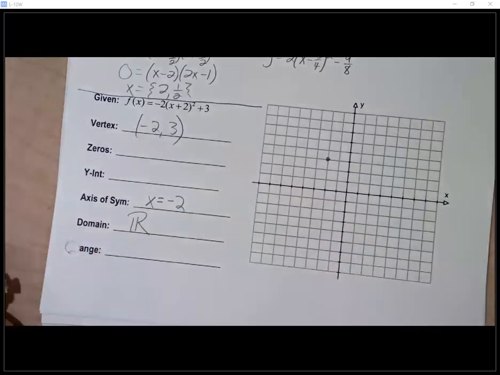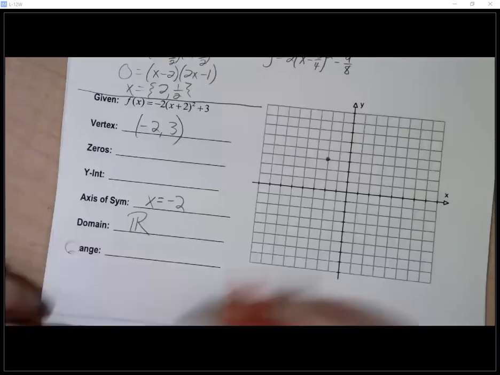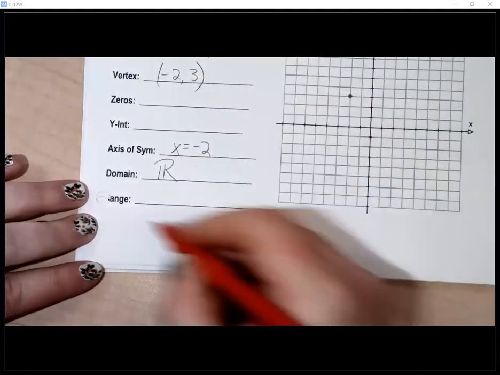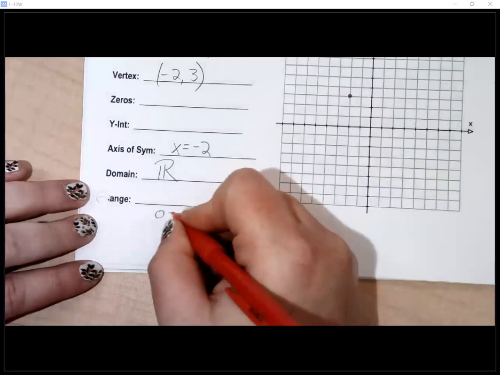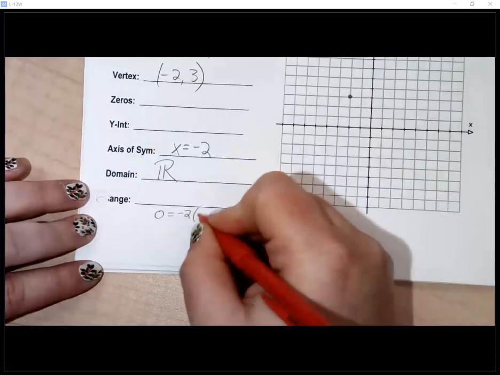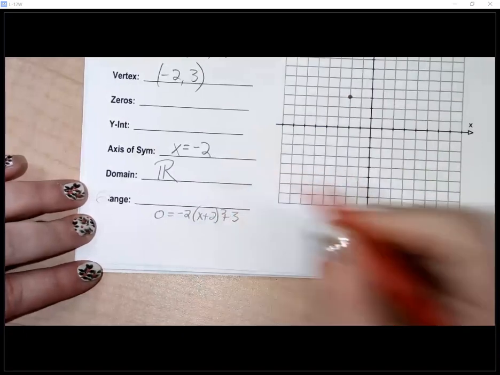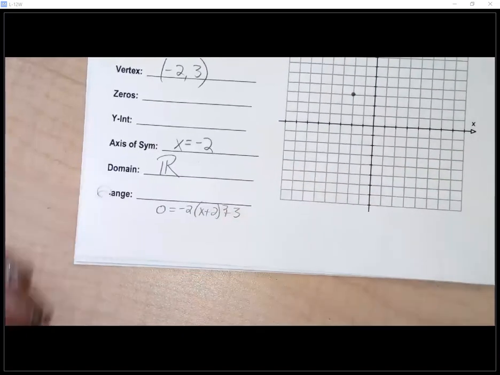Zeros. So I'm going to have to solve this. Let's go ahead. I'm going to do the same thing, right? I want to just replace y with a 0, and let's see where we can go with this thing. I have -2 times (x plus 2) squared plus 3. So what do you think you want to do? You have some options. What would you do?